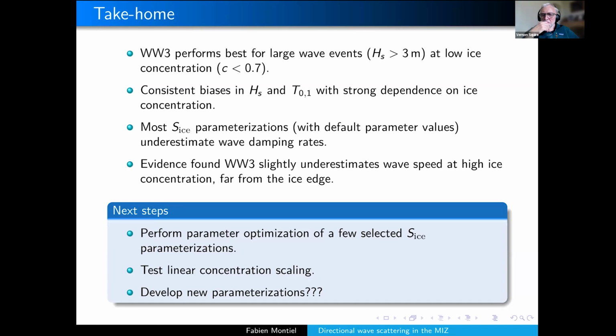Yeah, exactly. And that also makes me very uncomfortable, especially for the wind forcing. I think Alberto, I don't know if he's still around here, but I know he has some views that there is wind wave generation even at very high ice concentration potentially.